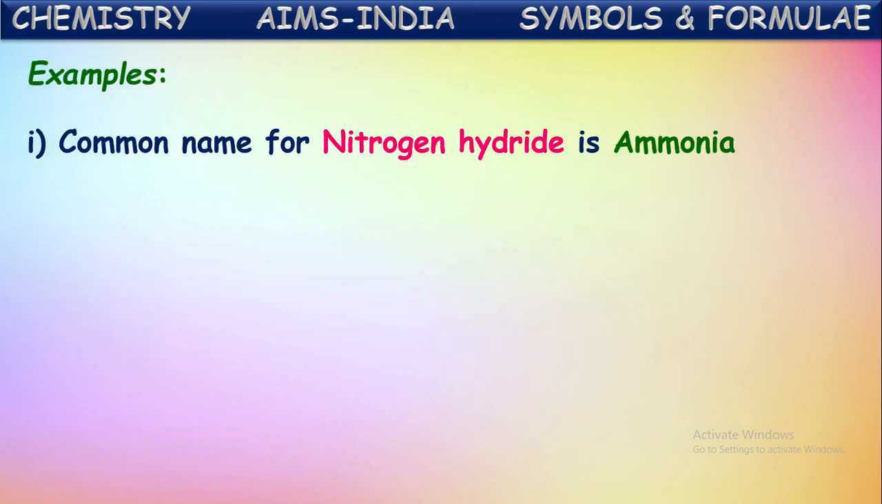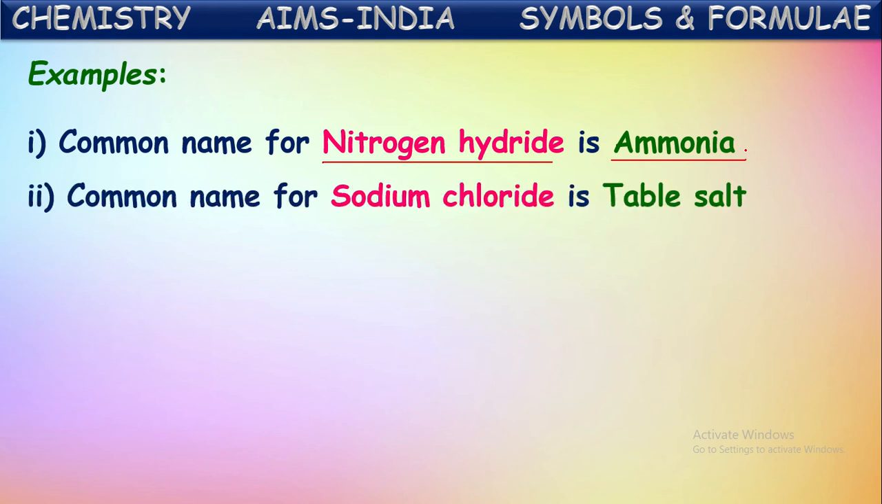The common name for nitrogen hydride, NH3, is ammonia. Ammonia is its common name. So it is being continued. Actually, its chemical name is based upon the rules. It is nitrogen trihydride. But the common name is being continuously used. Ammonia. In the same way, for sodium chloride, the common name is table salt or common salt. These are being used even now, isn't it? Because these names are more familiar than systematic names.